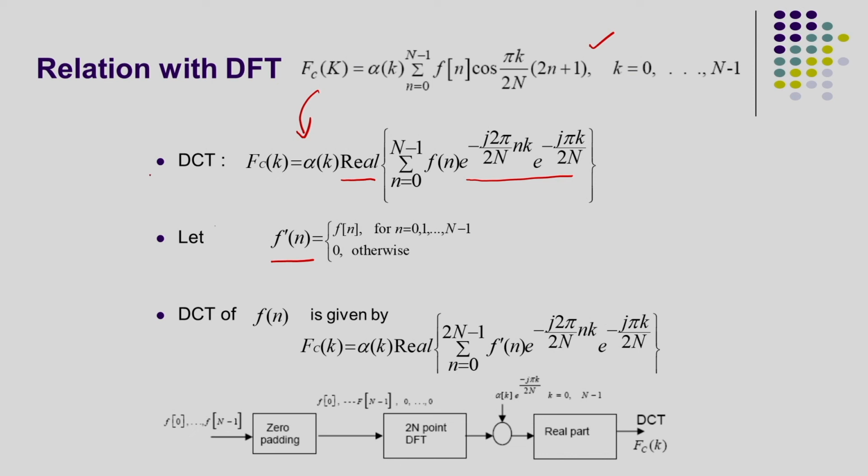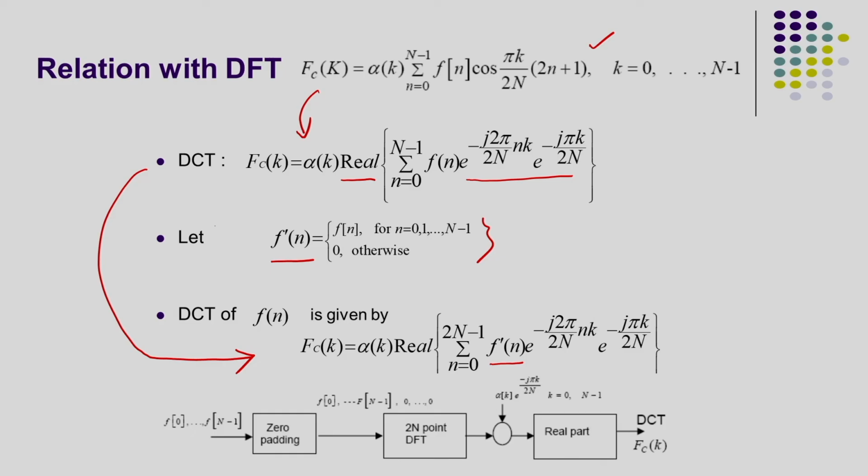After this the DCT expression I can represent in this form, you can see F_C(k) real, and in this case I am considering n is equal to 0 to twice n minus 1, because in this case you can see this 0, that means I am doing the 0 padding up to twice n minus 1. So, f dash n is equal to f(n) for n is equal to 0 to n minus 1 and 0 up to twice n minus 1. So, what will be the length of my sequence? The length of the sequence is from 0 to twice n minus 1, that means it is a twice n point sequence. So, corresponding to the new sequence f dash n, I can write this expression for the DCT.